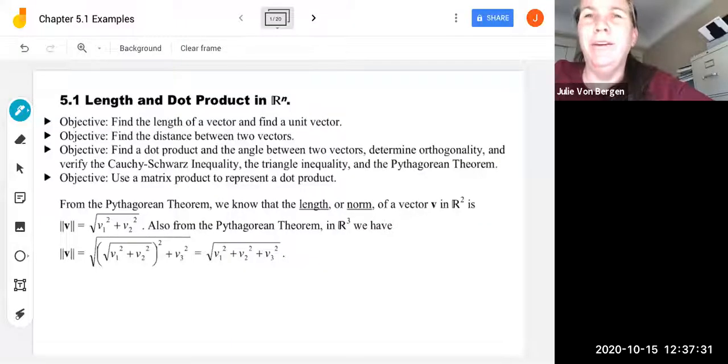In this video, we will look at chapter 5.1, which is about the length and the dot product in Rn, the real numbers in any dimension, and we want to study.